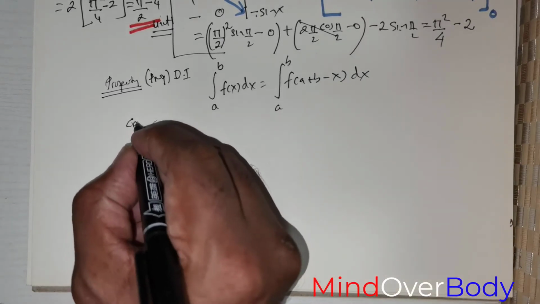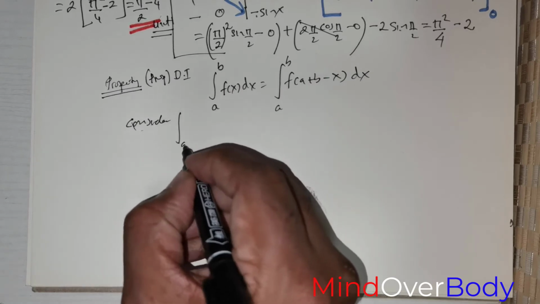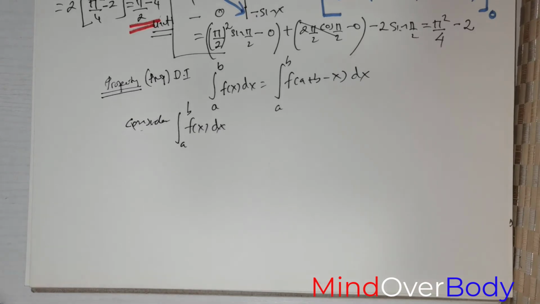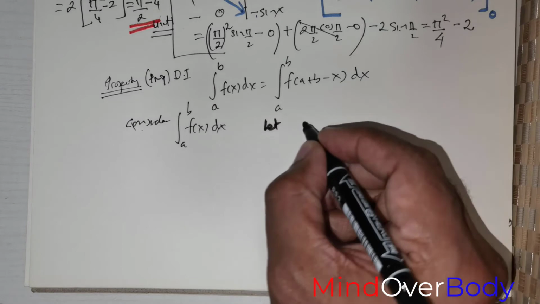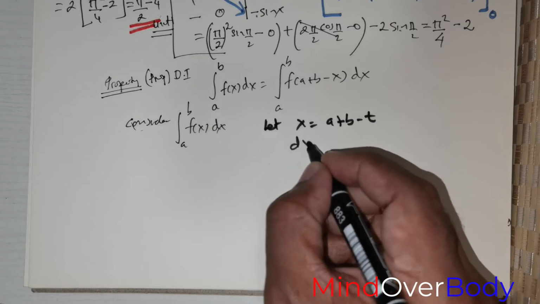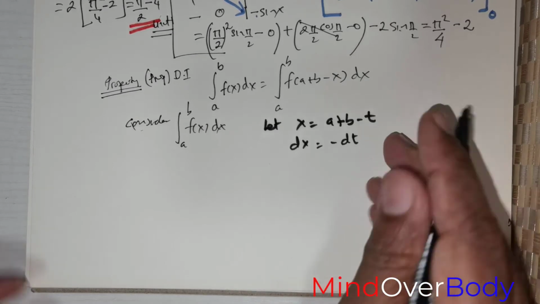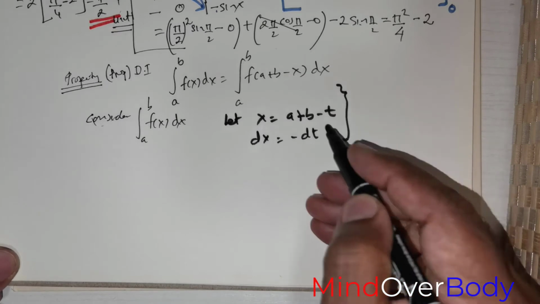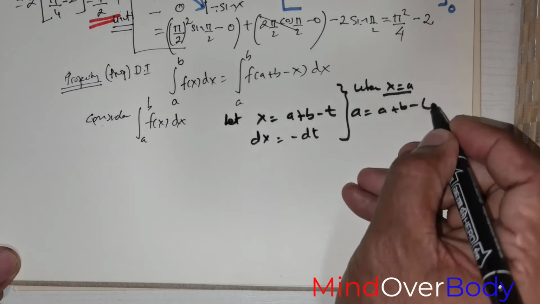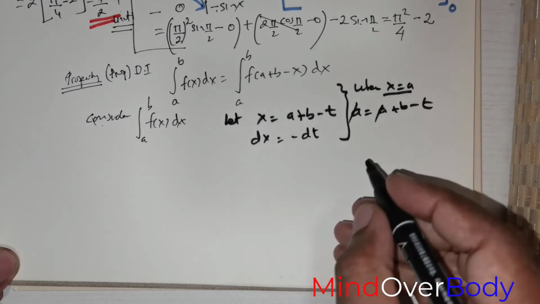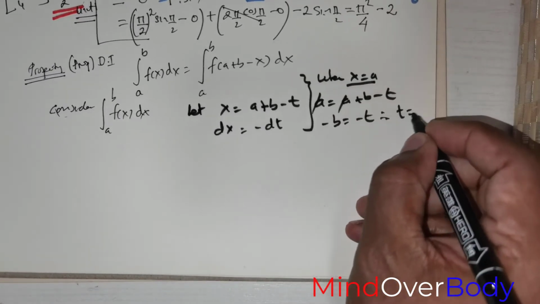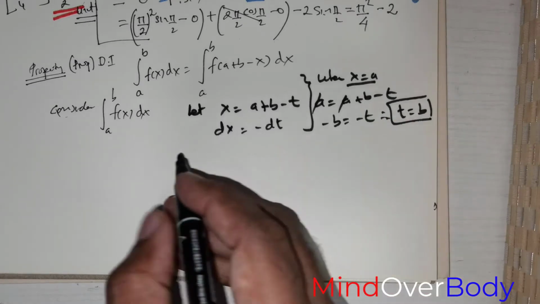So foremost, what we will do is consider integral a to b f of x dx. So from here I would just let x be equal to a positive b negative t. Differentiating, I get dx is equal to negative dt. Now with regard to the limits, when x is equal to a, you got a is equal to a positive b negative t. The a's would get cancelled, giving us negative b is equal to negative t. Therefore t is equal to b when x is equal to a.